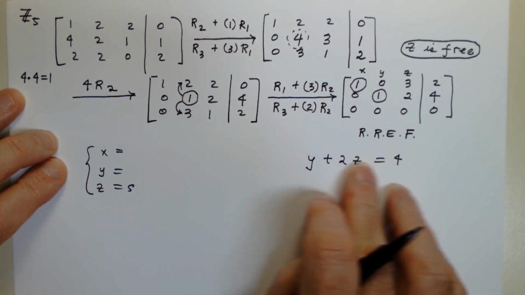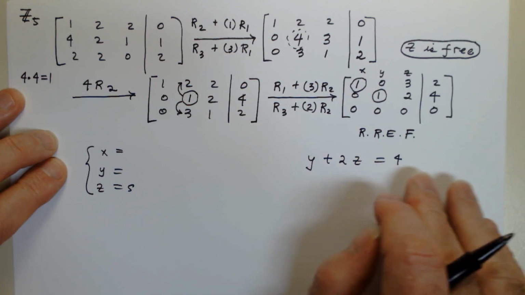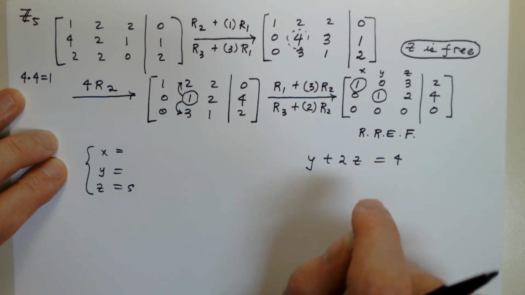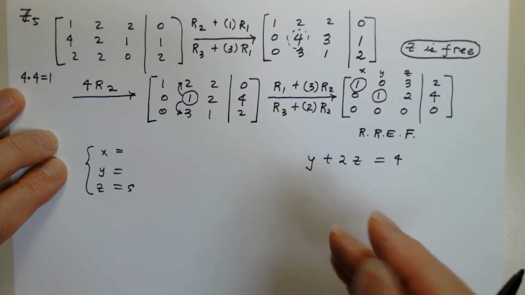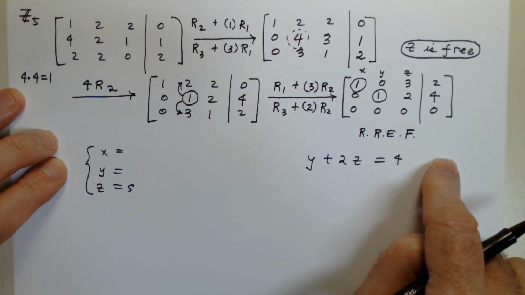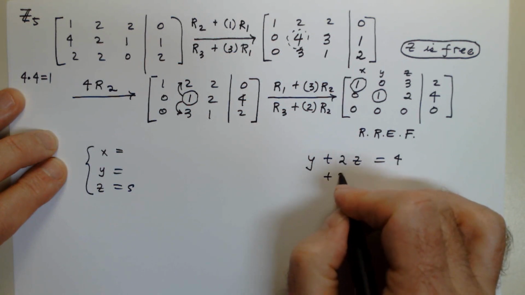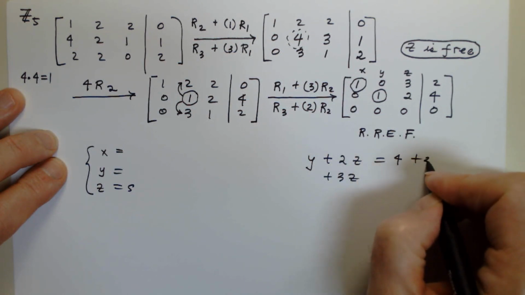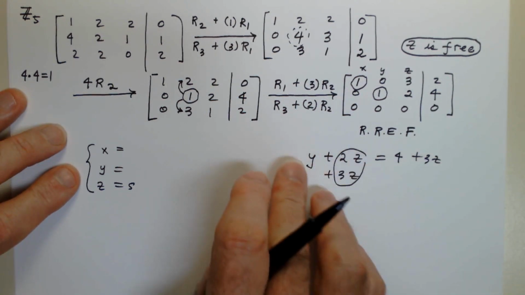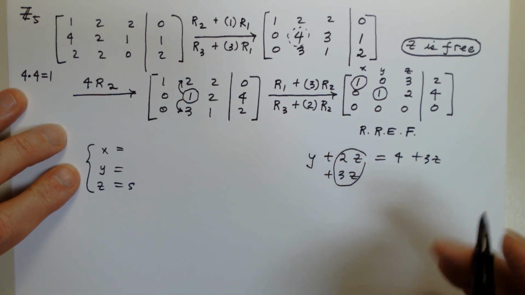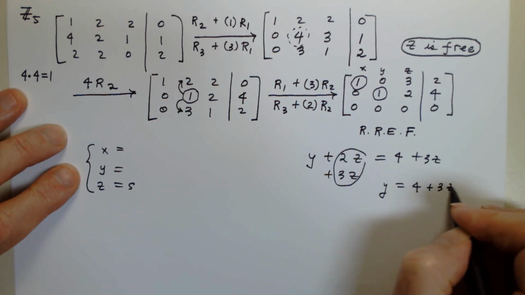Now, I want to bring this to the other side. I want to write y in terms of z. Normally we would think of subtracting 2z from both sides, but I have to think of adding something that will turn this into a 0, and that's going to be adding 3z to both sides. Okay? 2z plus 3z is going to be 5z, or 0z. So that is going to be 0. So y, in fact, is equal to 4 plus 3z.